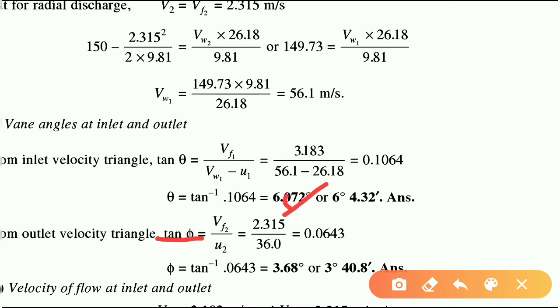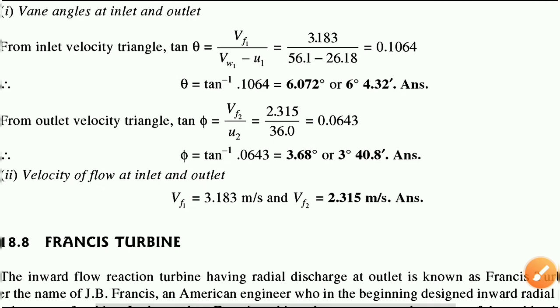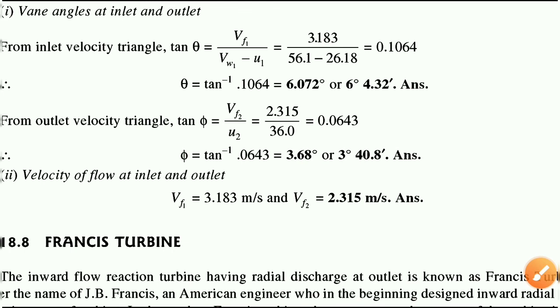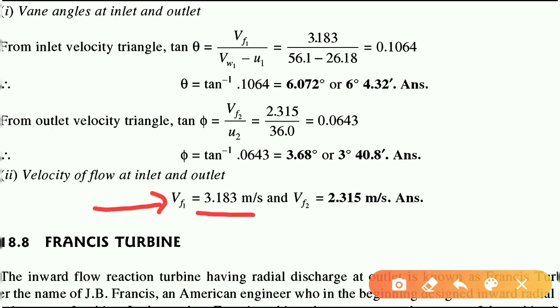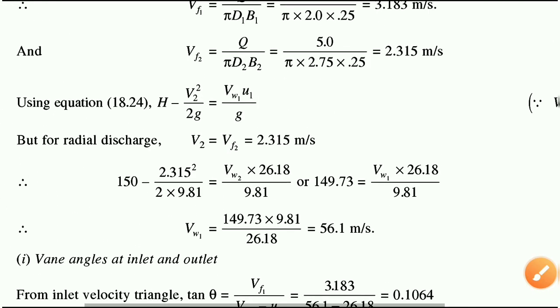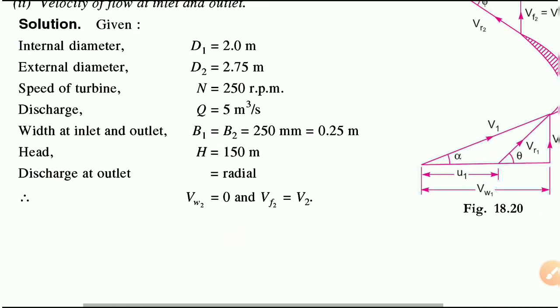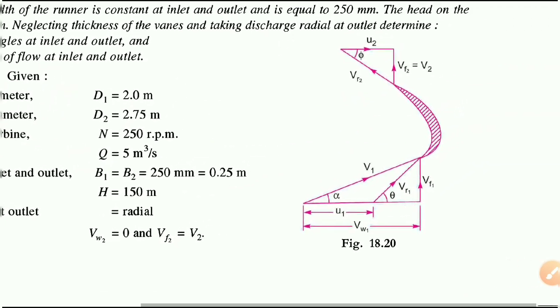Similarly, tan phi is equal to Vf2 divided by u2. Vf2 we already know, u2 we already know, hence the value of angle phi is 3.68 degree, or 3 degree 40.8 minute. And the other thing we need to find out is the velocity of flow at inlet and outlet, which we have already calculated above as 3.183 meter per second and 2.315 meter per second. So in this way we can easily calculate the vane angles by using the given data.